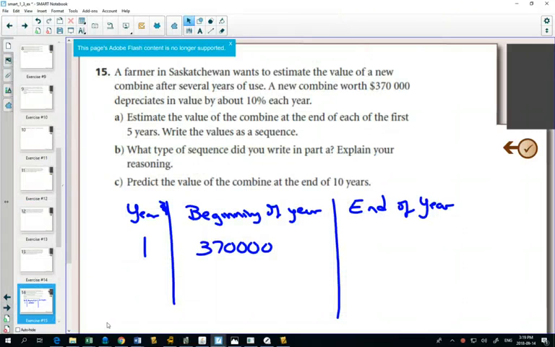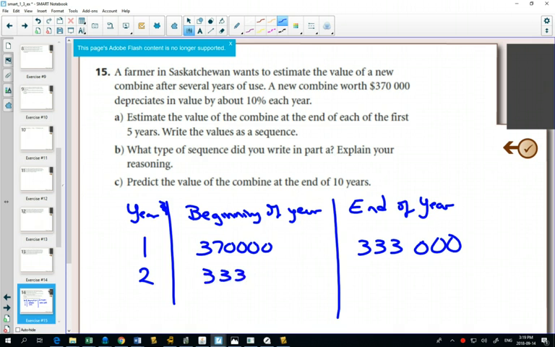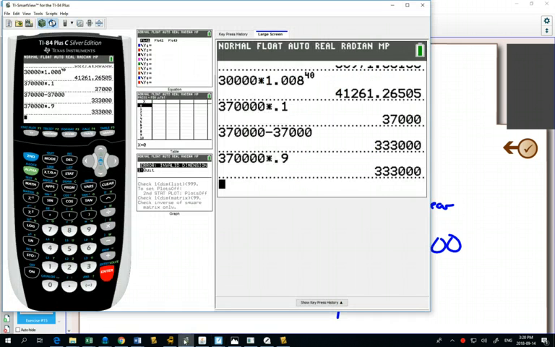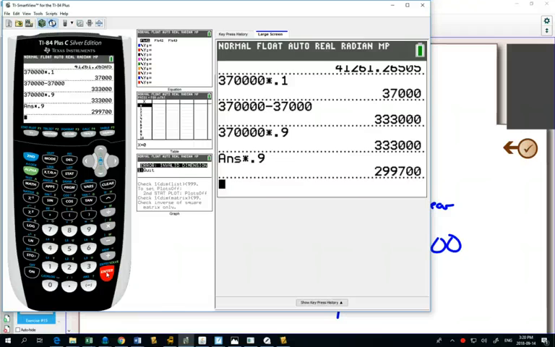So at the end of the year, and that would mean at the beginning of year 2, we would have $333,000. And at the end of year 2, I could take that answer and multiply it by 0.9. 299,700.